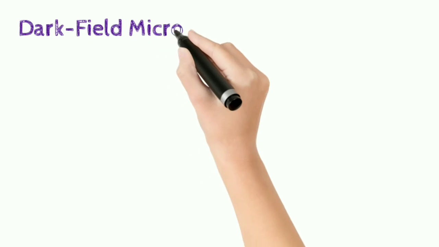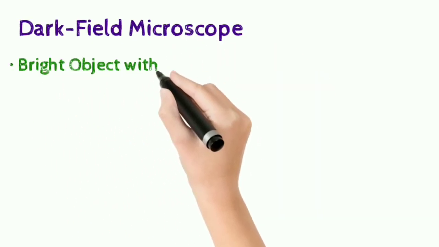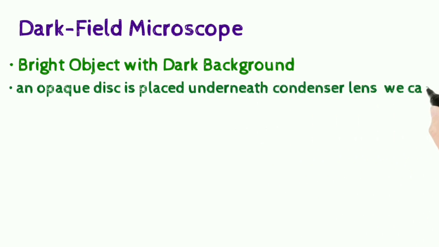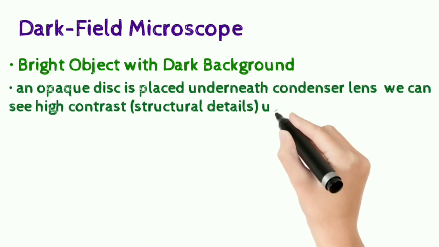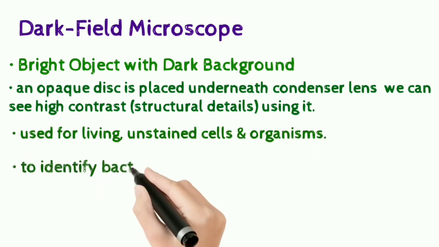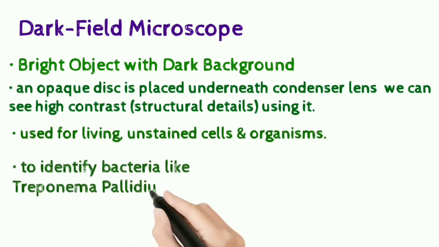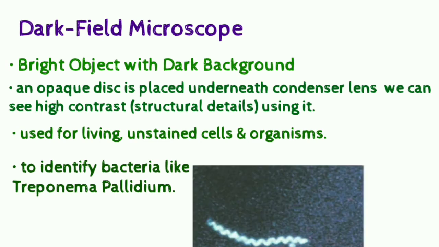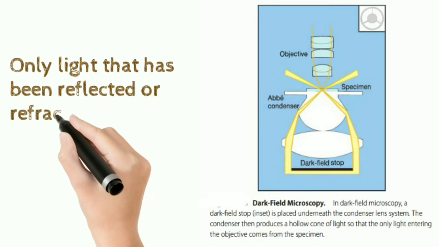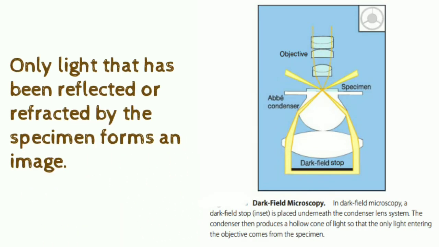Dark field microscope shows a bright object with a dark background. In this, an opaque disc is placed underneath the condenser lens. We can see high contrast structural details using it. It is used for living, unstained cells and wet organisms, and to identify bacteria like Treponema pallidum. You can see in the diagram only light that has been reflected or refracted by the specimen forms an image.